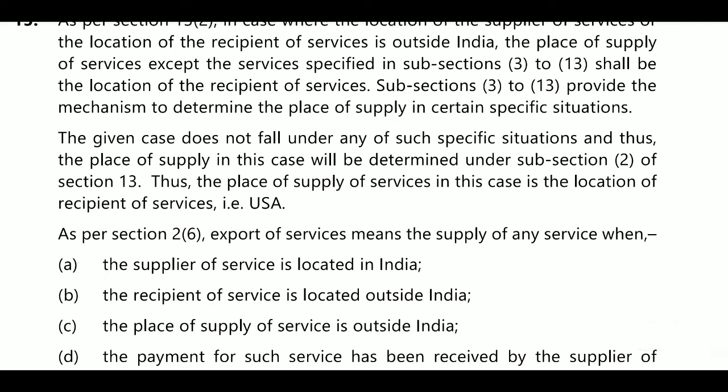When there is no specific situation, then we go through the general provision. The general provision tells us the location of recipient. So the place of supply in this case will be determined under subsection 2 of section 13, that is, the place of supply of services in this case is the location of recipient of service. Who is the location of recipient? The outside person, that is USA.